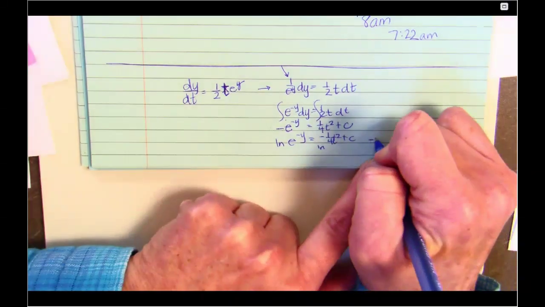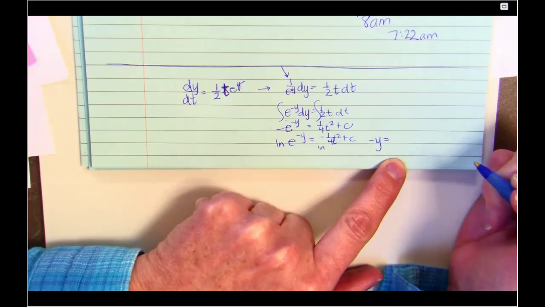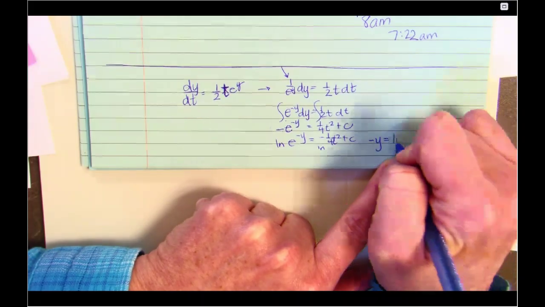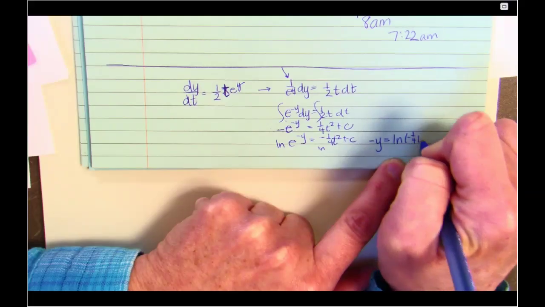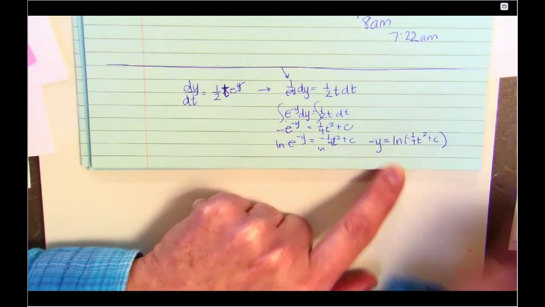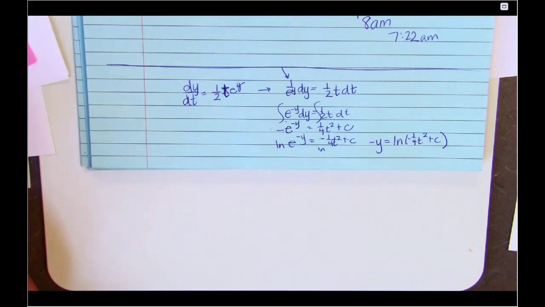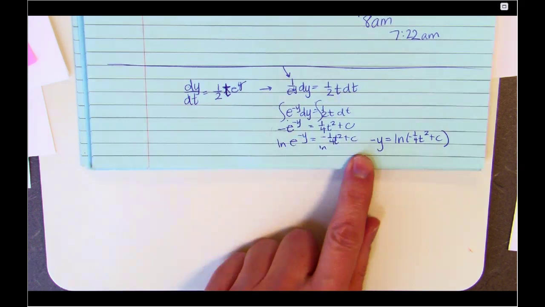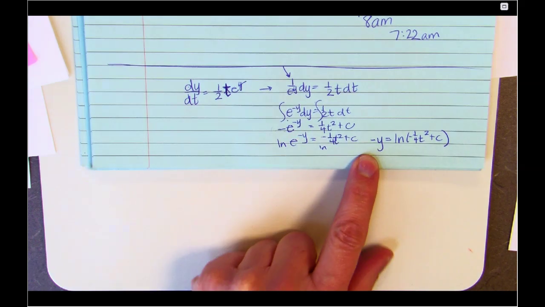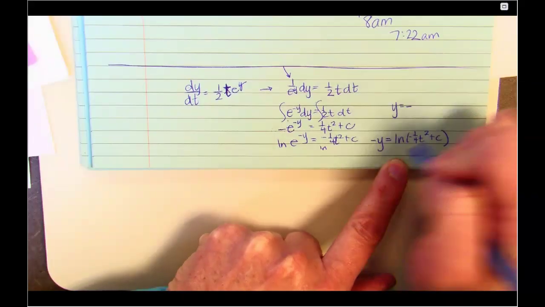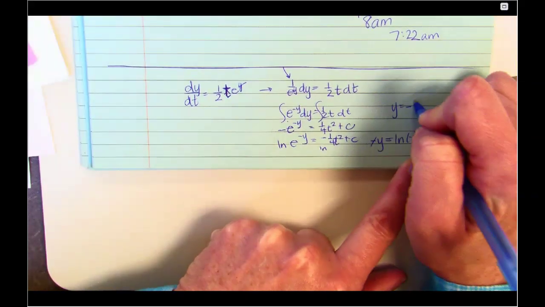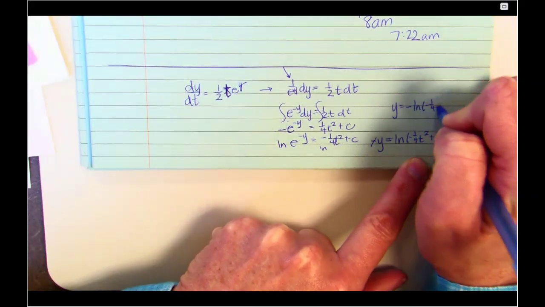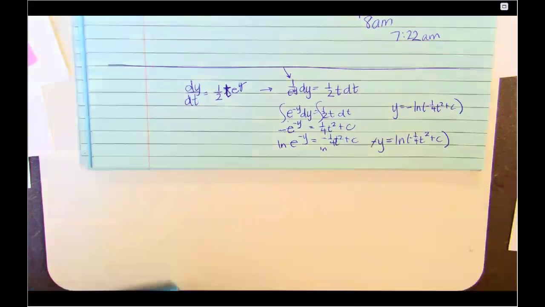So we've got negative y is equal to natural log of negative 1/4. Nope, because I didn't do the antiderivative. That's why I asked you. Leave it as plus c, because when you make the C, it gives you C. One more step. We're going to do a negative on the outside because you're just changing signs here. So negative natural log of negative 1/4 t squared plus c.